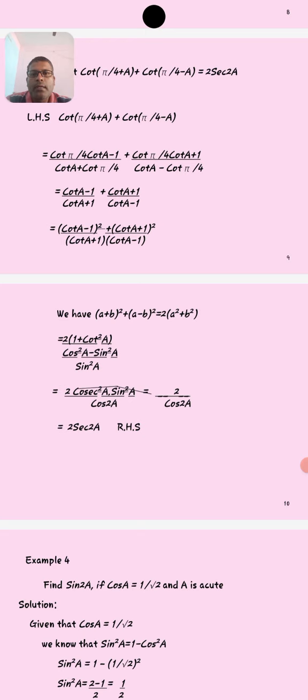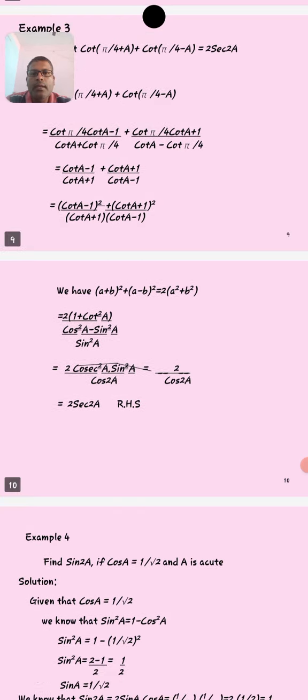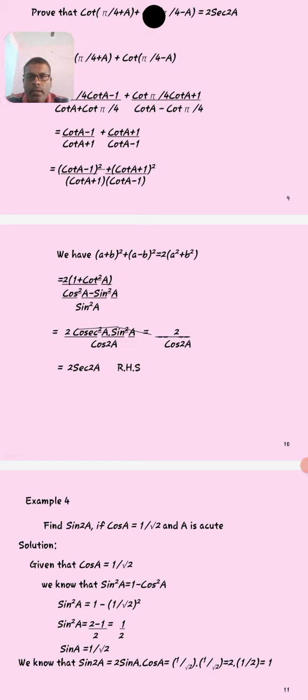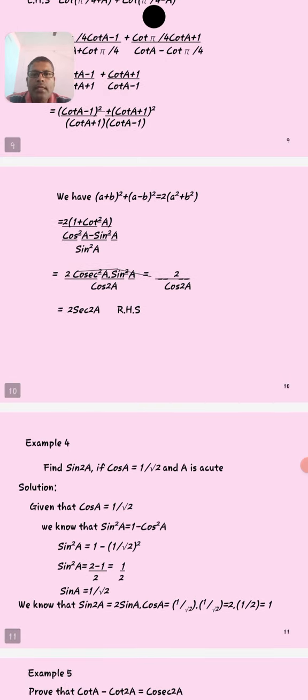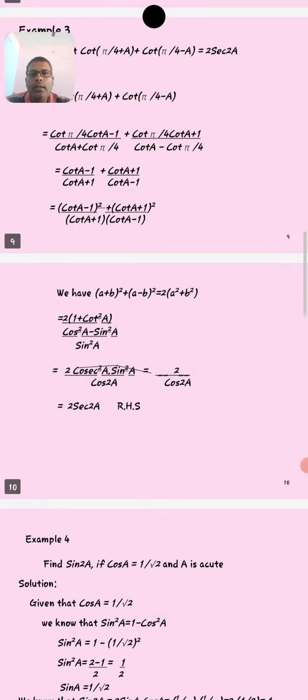We have to split into the function cos square a minus sin square a divided by sin square a. That is equal to cos square 2 cosecant square a into sin square a by cos 2a. Then right here the value will be cancelled, we get 2 by cos 2a. 1 by cos 2a is equal to what? Secant 2a.